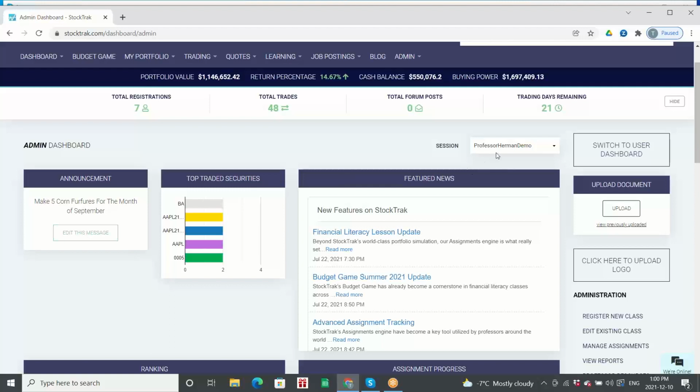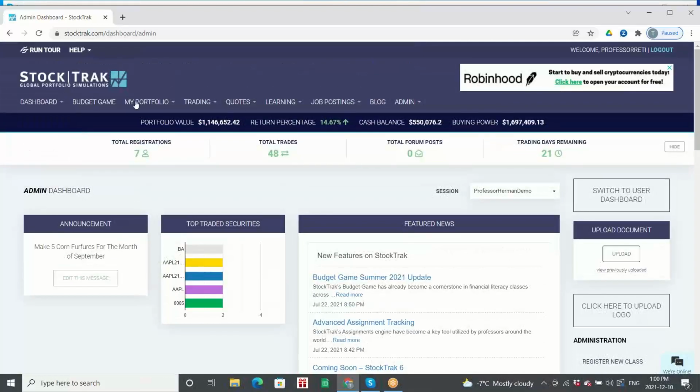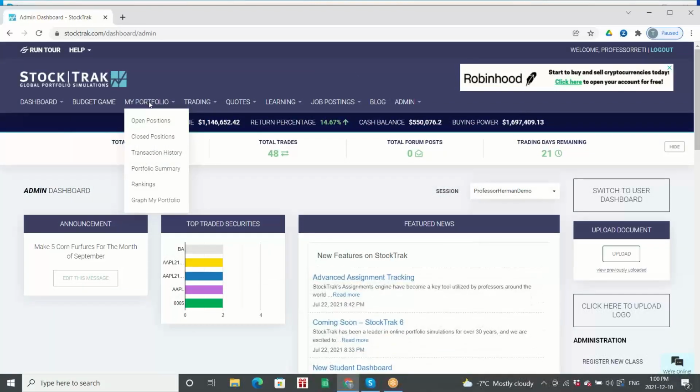So in this demo, we see that there's 7 registrations, there's 48 trades been done, and there's 21 days remaining in my tournament. So let's take a look at my portfolio and look at what a typical student's portfolio looks like.